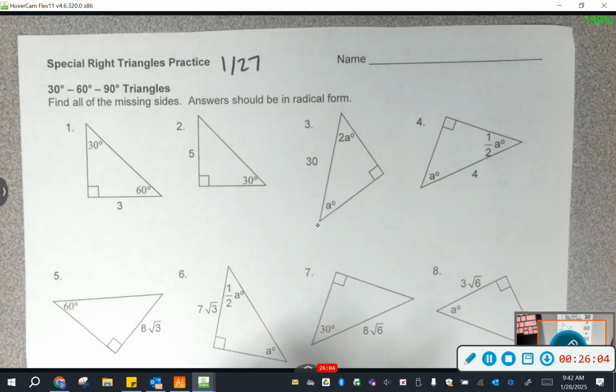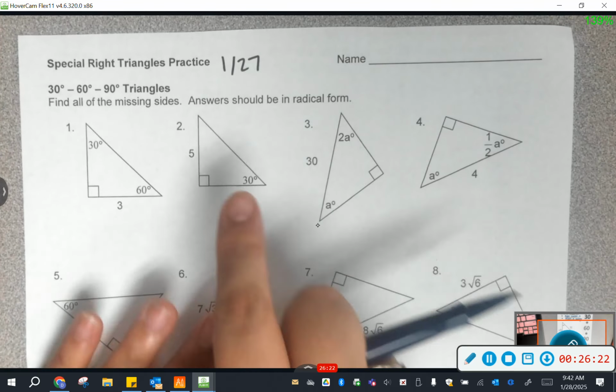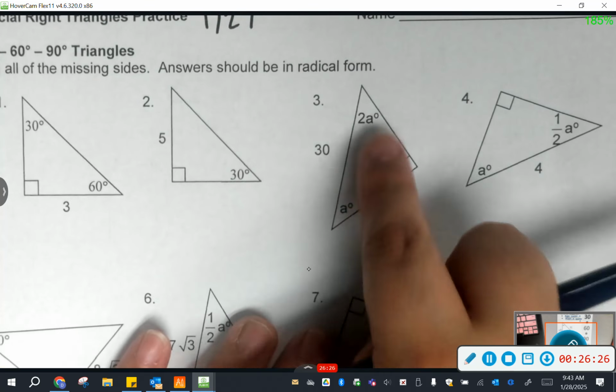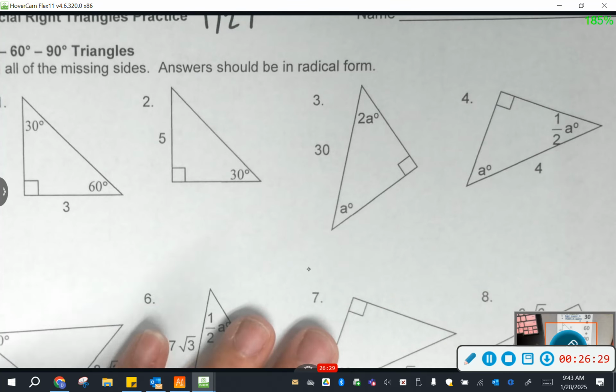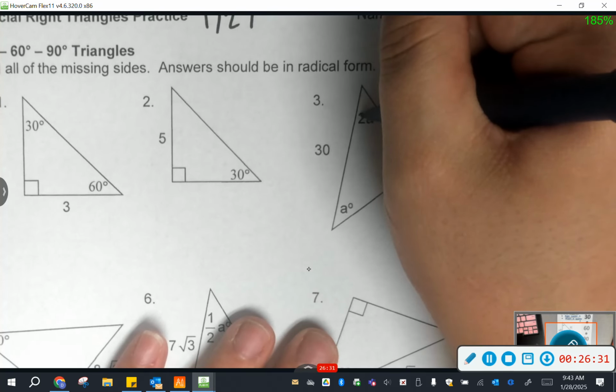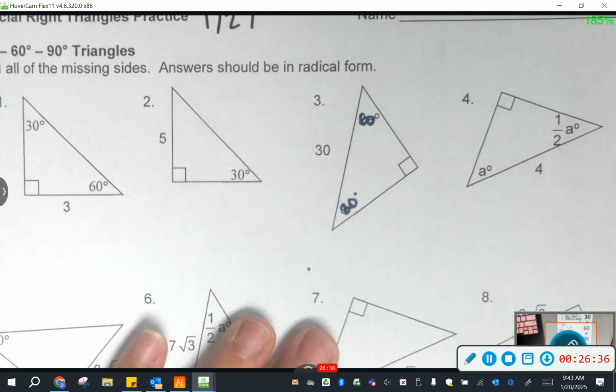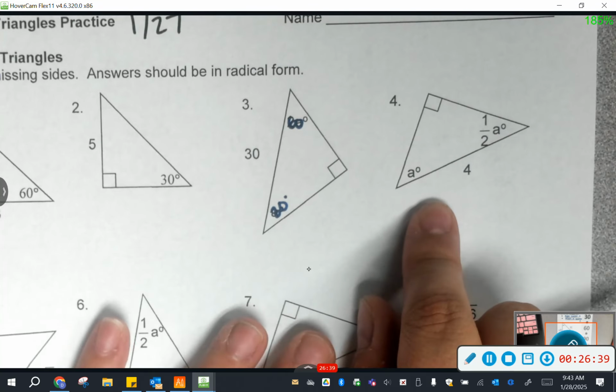I'm going to do 3 problems, and then I'm going to point out some things. Please make sure you're paying attention. I'll do number 4 with you. Number 3, real quick, we talked about it already, but A and 2A, which one's which? 2A is 60, A is 30. Please fix that on number 3 so you don't mix those up. Number 4 we're going to do together.